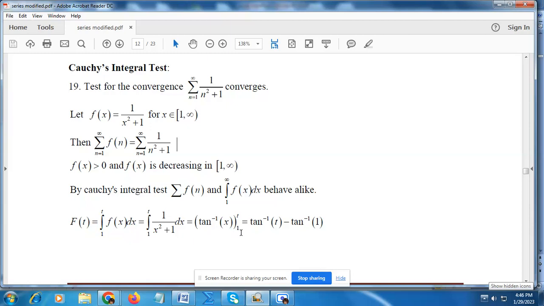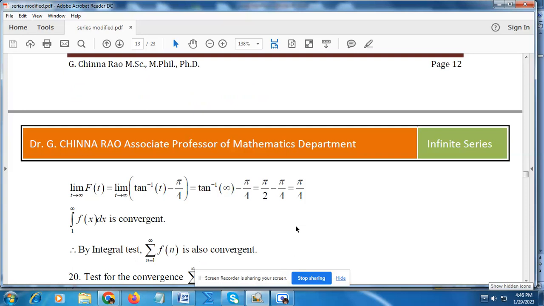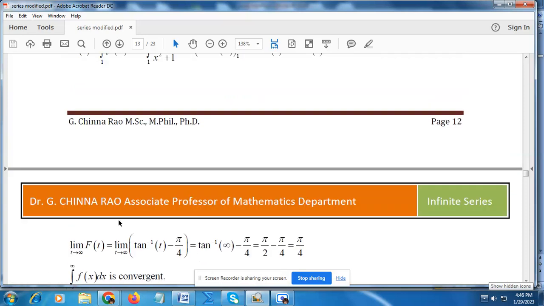Then release limits: x for t as the upper limit and 1 as the lower limit. So upper limit minus lower limit. We know that tan inverse 1 value is pi by 4. Then calculate the limit of f of t as t tends to infinity, because we require it at infinity. So tan inverse infinity minus pi by 4.